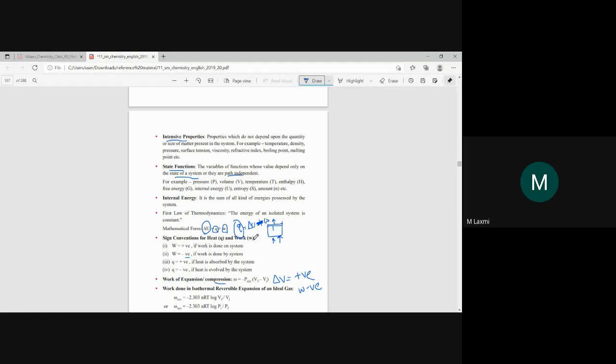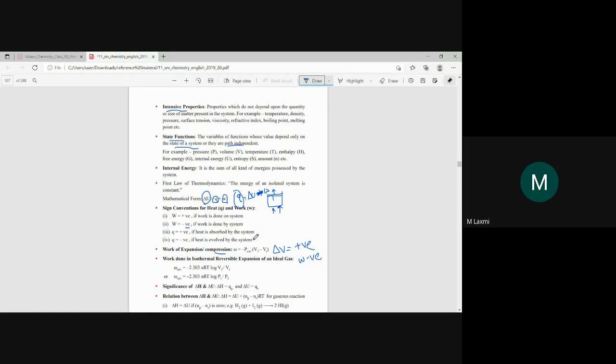So you understood: when I'm supplying heat, then Q will be positive. If heat is released by the system, then Q will be negative. Work done by the system, then W is negative. Work done on the system, then W will be positive.